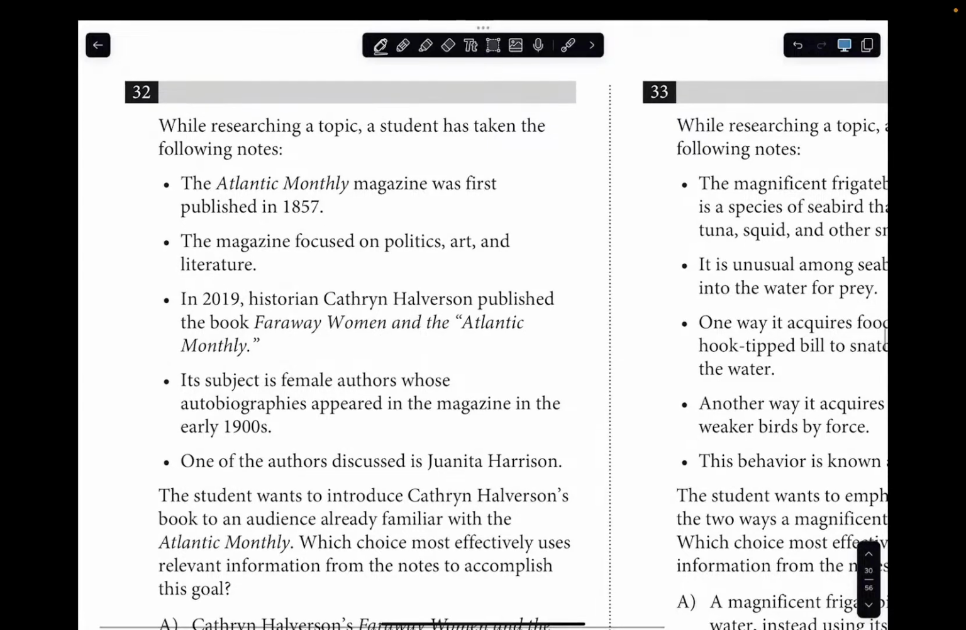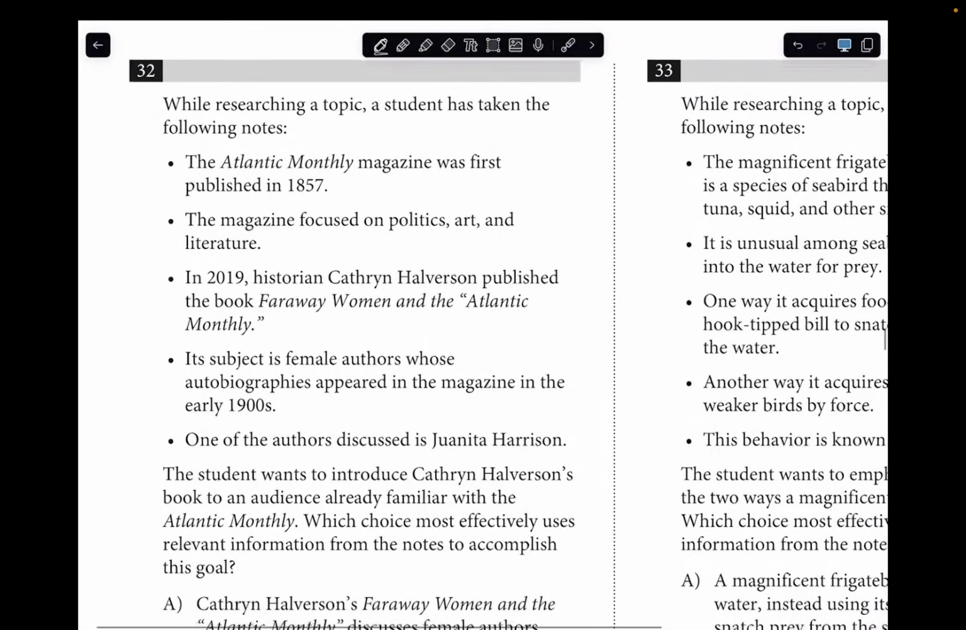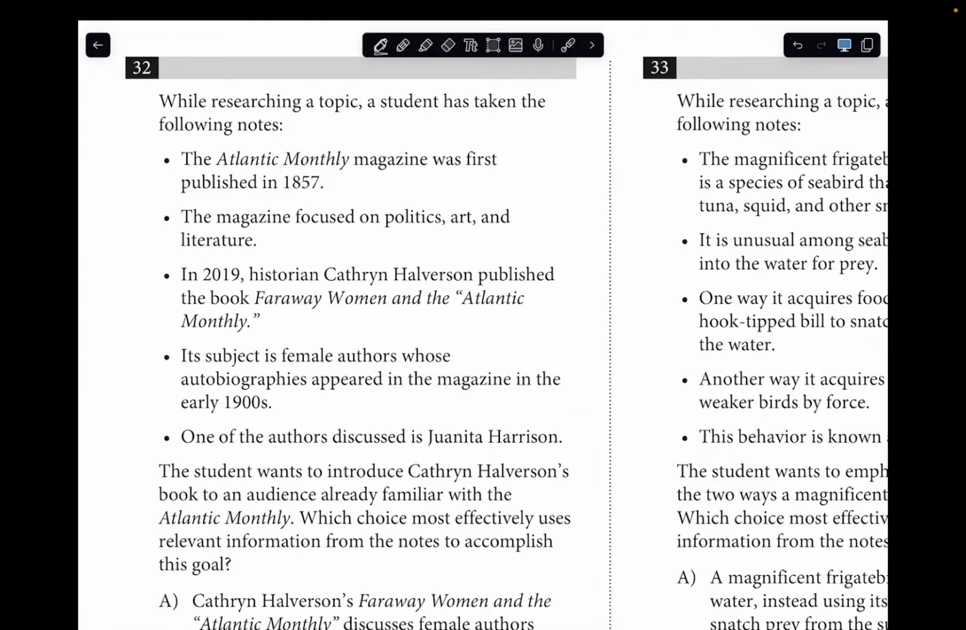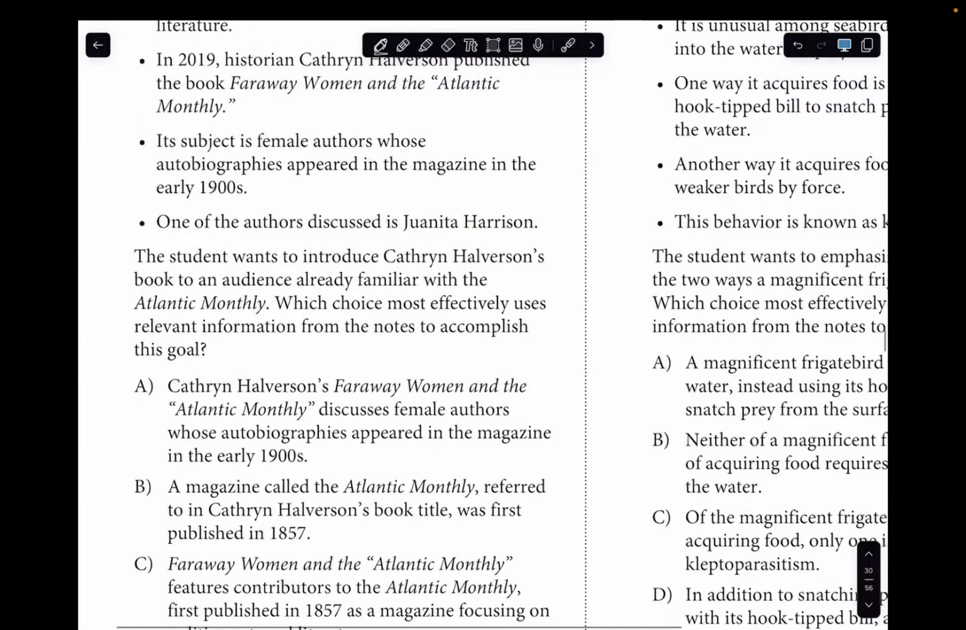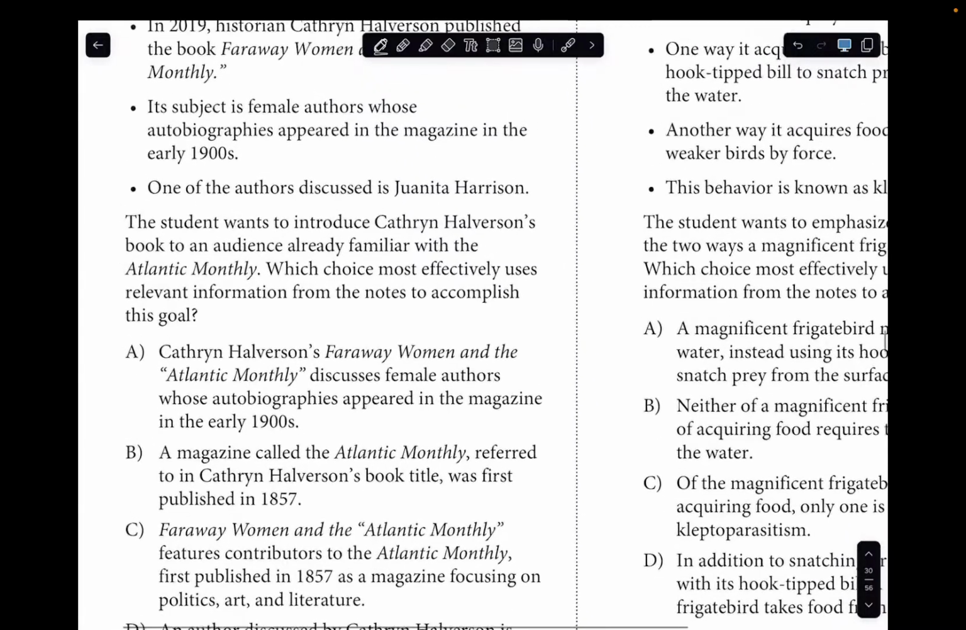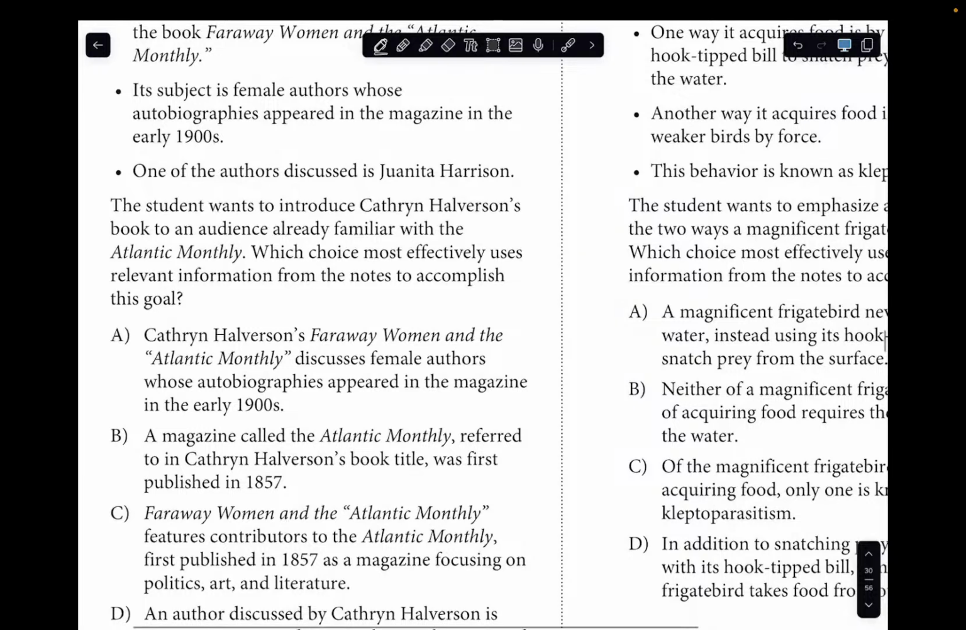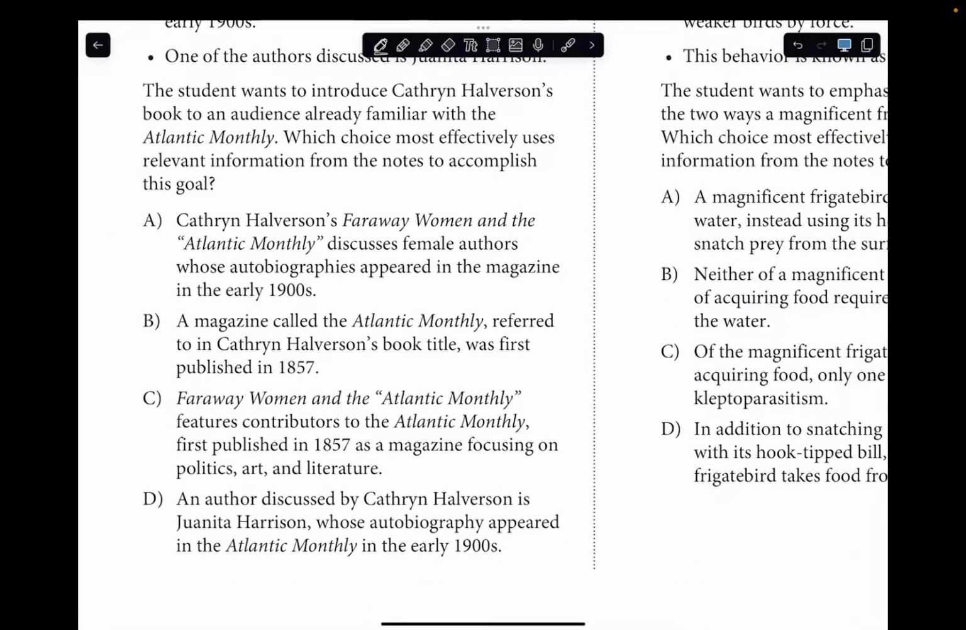So they're familiar with Atlantic Monthly, so they must know politics, art, and literature. And then there has to be reference to the author, of course. So let's go through the options. A, Catherine Halverson's Faraway Women and the Atlantic Monthly discusses female authors whose autobiographies. It's too general. I don't know. B, a magazine. Actually, I might come back to that one.